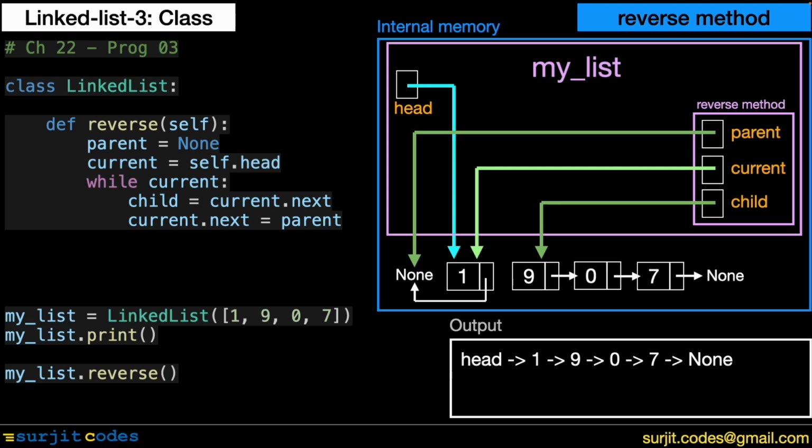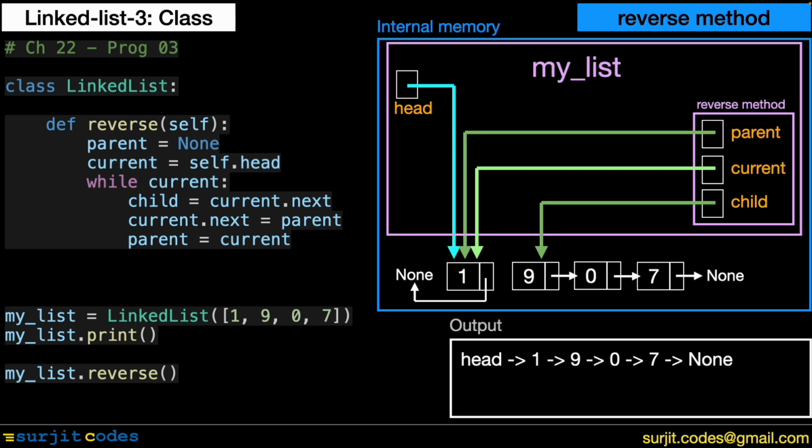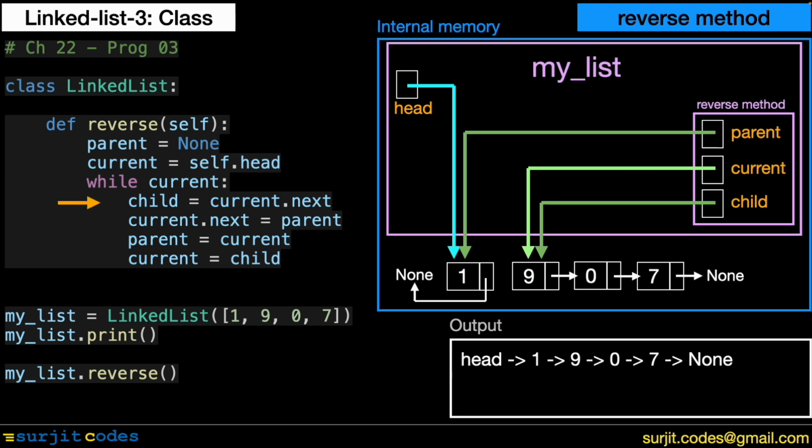We will now move the three pointer variables, taking care that we do not lose the reference to any of the nodes of the linked list. Presently, parent refers to none. Now that none has got another reference, parent can refer to some other node. So we change parent such that it now refers to the current node. After this, we are free to change the current node. We change it such that it now points to the child node. This is the end of the first iteration of the while loop.